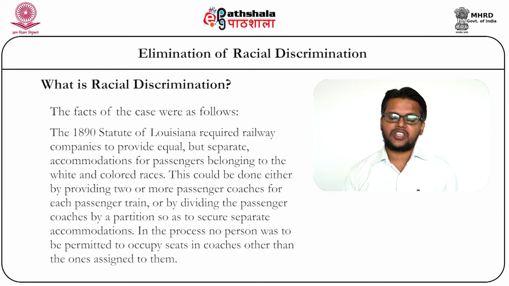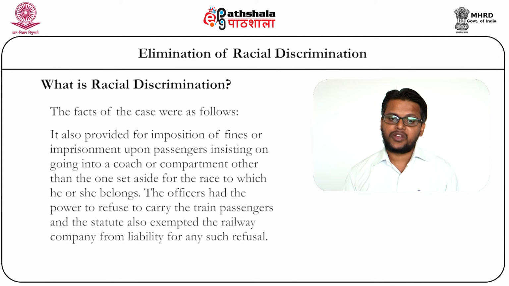So, we now have two ways in which they separated people. The first was to have different coaches for different people, based upon the color and the ethnicity, or dividing the same coach into two different compartments by putting a barrier in between. In the process, no person was to be permitted to occupy seats in coaches other than the ones assigned to them. It also provided for imposition of fines or imprisonment upon passengers insisting on going into a coach or compartment other than the one set aside for the race to which he or she belongs.